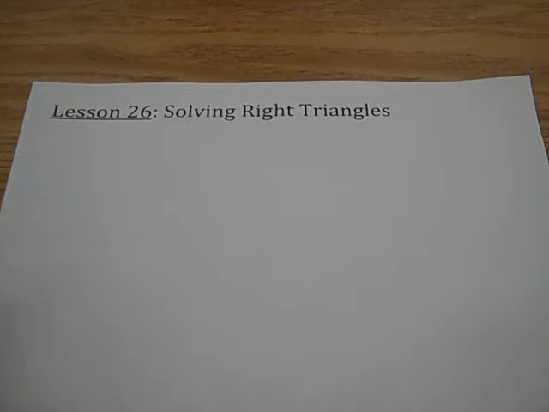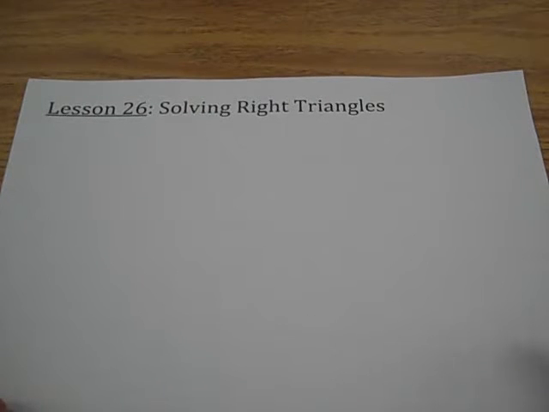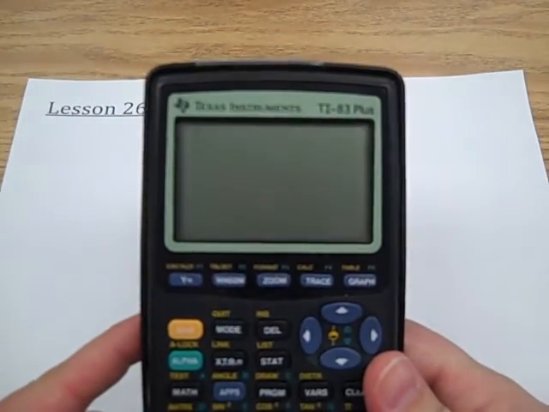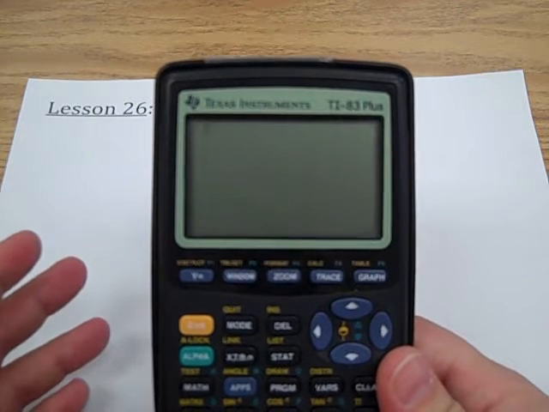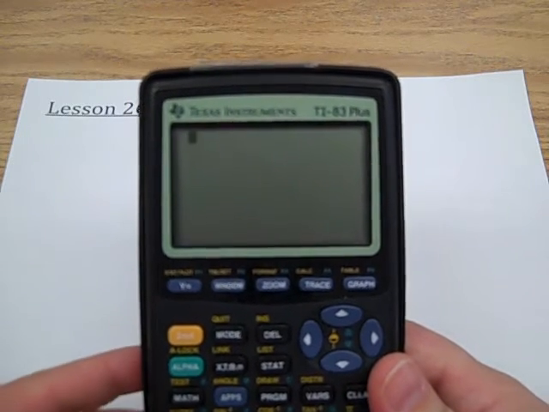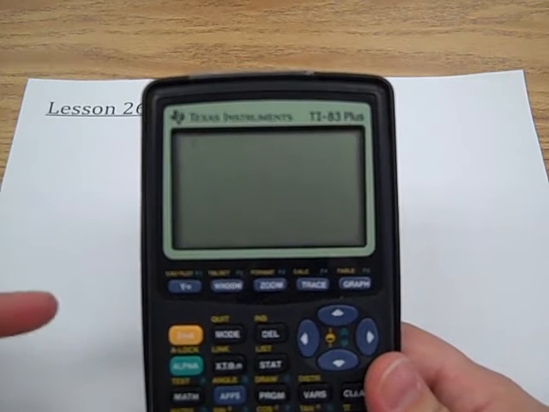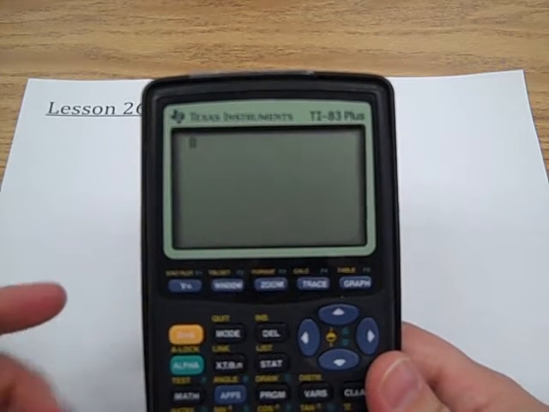Hey y'all, today we're going to continue on with right triangles and also with trigonometry, and we're going to do something we could call solving right triangles. The first thing I want to show you is a calculator. On our calculator we can find trig values. Sine, cosine, and tangent are functions.